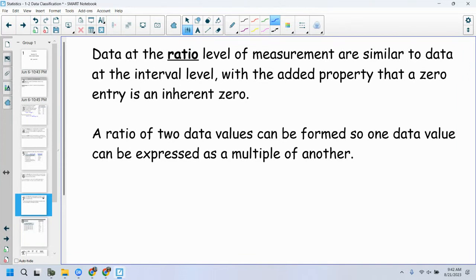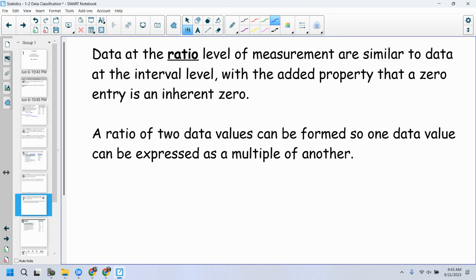Think about ratio as one value relative to the next, almost like a fraction, where a fraction of that thing would actually be meaningful. I could say one person has three times as many siblings as another. That makes sense, and it gives us more information. When things like that make sense, then it would be ratio.